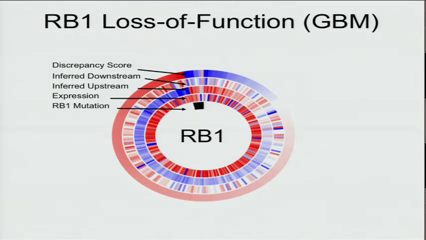And what you will notice is that when RB1 is mutated, Paradigm is inferring higher activity in the mutated case for the upstream information, but downstream it's inferred that it's inactive. And this leads to a negative discrepancy score tracking with the mutations.